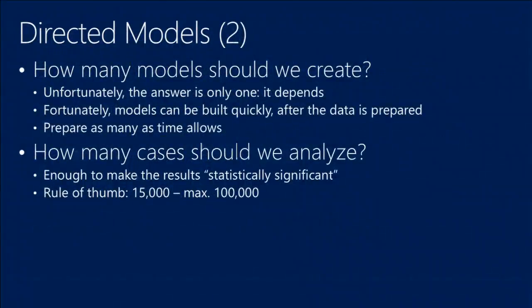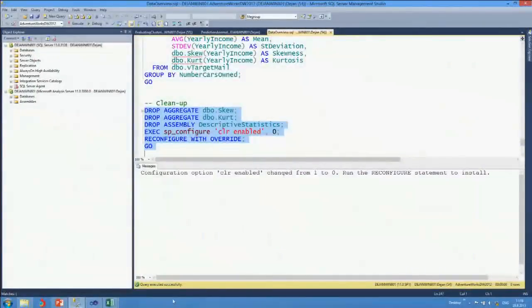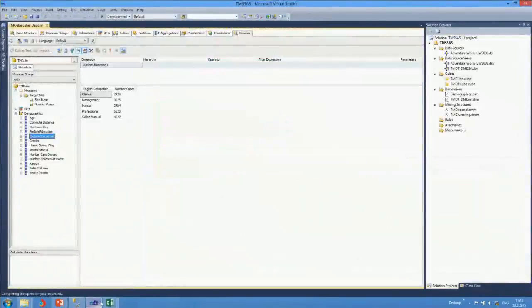This is what we already said. How many models? As many as you can in this limited time, right? And how many cases? Statistical sampling, you never need more than 100,000 cases. And forget about big data and so on. This is statistics, okay? So let me go and show you in a project how these things work.